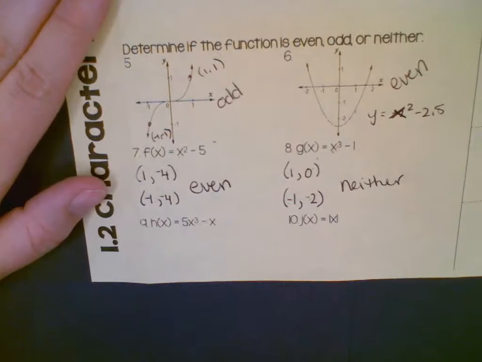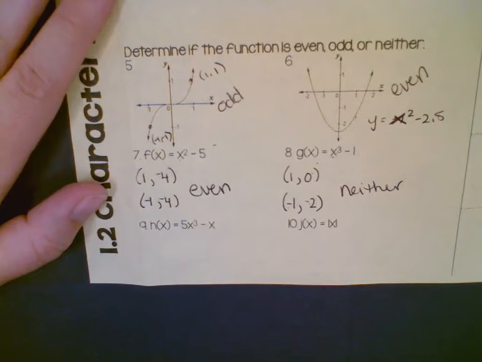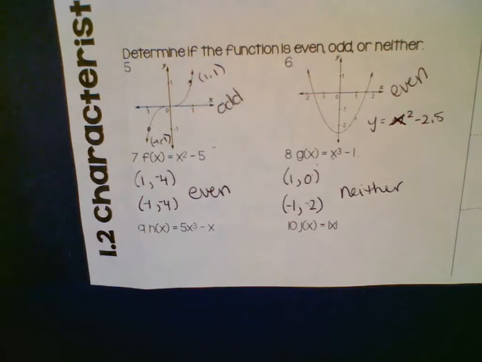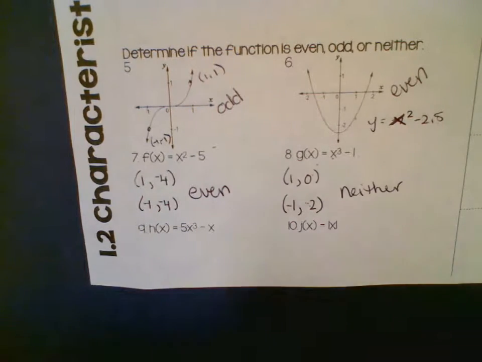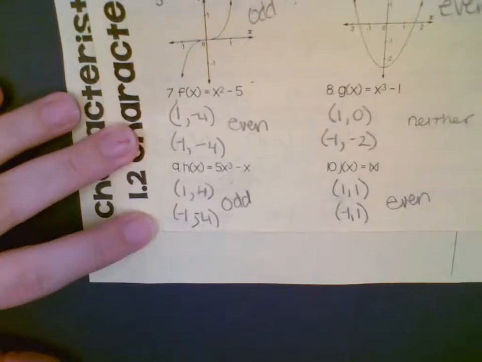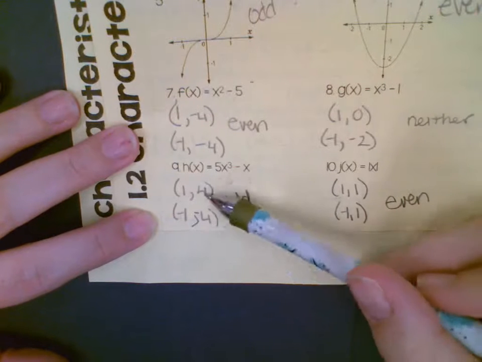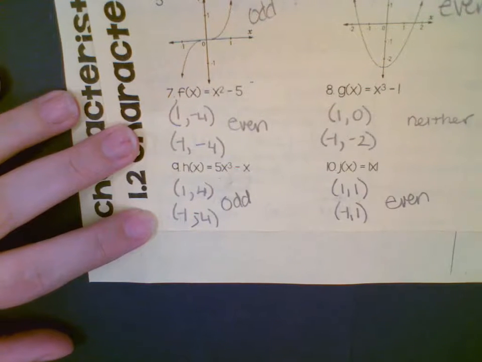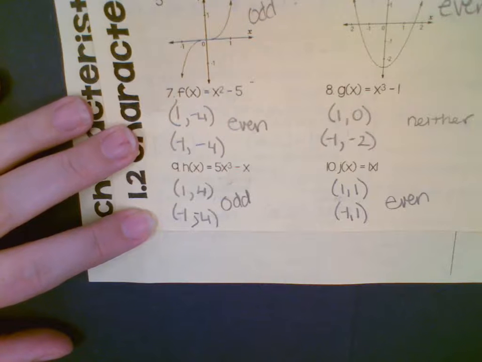Okay? Okay, so why don't you guys try 9 and 10 and see what happens with those ones. So I would, again, plug in 1 and negative 1, okay? Okay, so plugging in 1 and negative 1, I got that these are opposite, so that means it's odd. And here I got them the same, so it's even. And that is it.